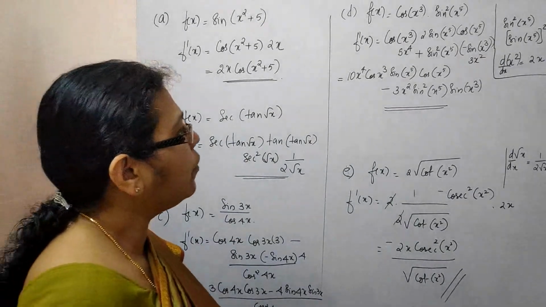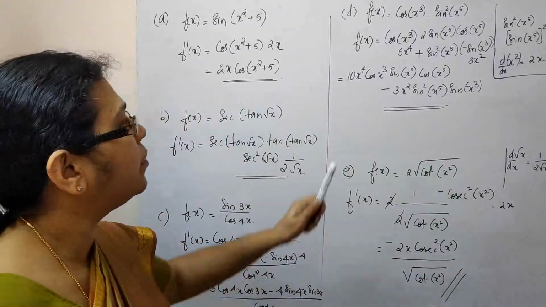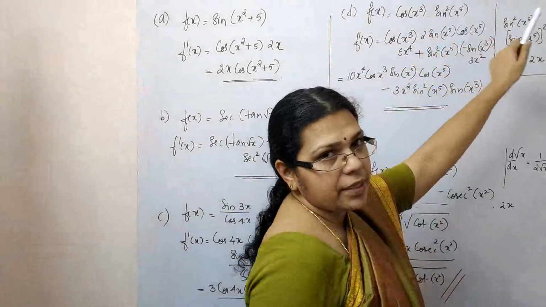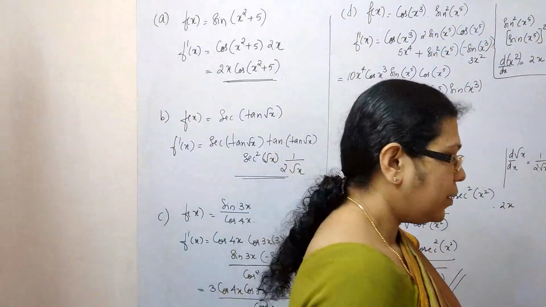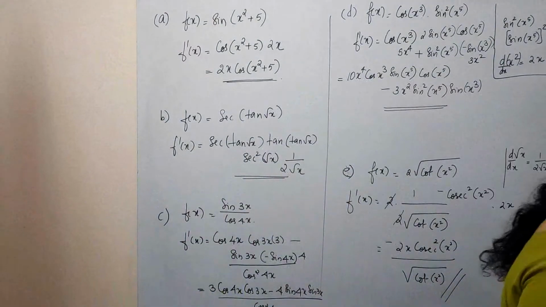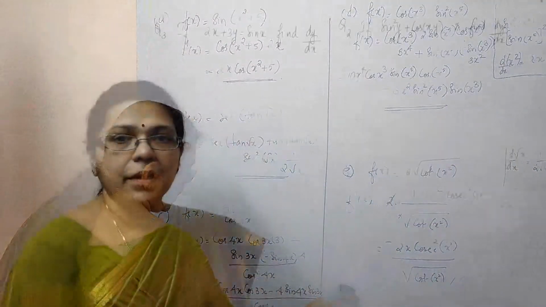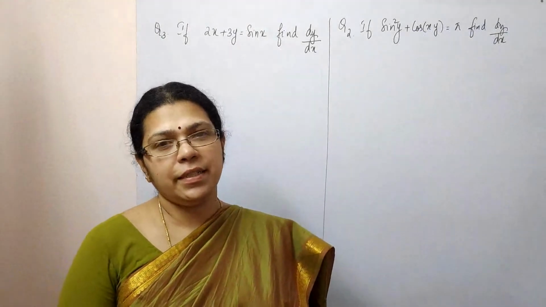Go through each of these questions and try to understand them more. This is cos of x cube. This is sine square x raised to the power of 5. Okay. So understand it, and if you have any doubts, you can ask us during the meet. Yes. Now let's see the questions.